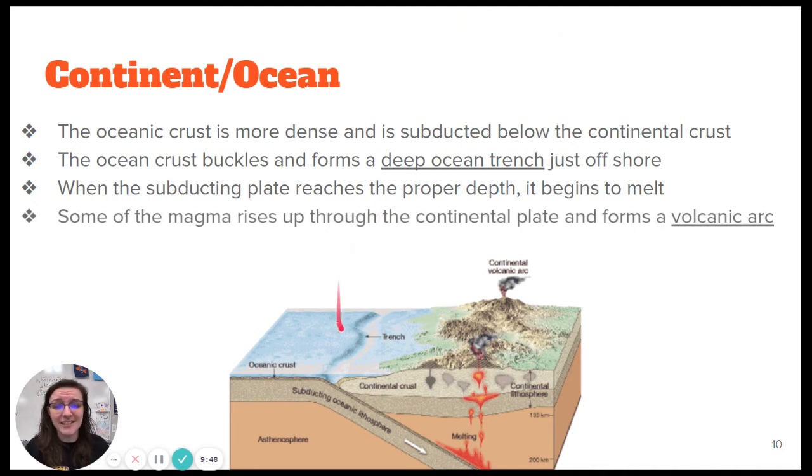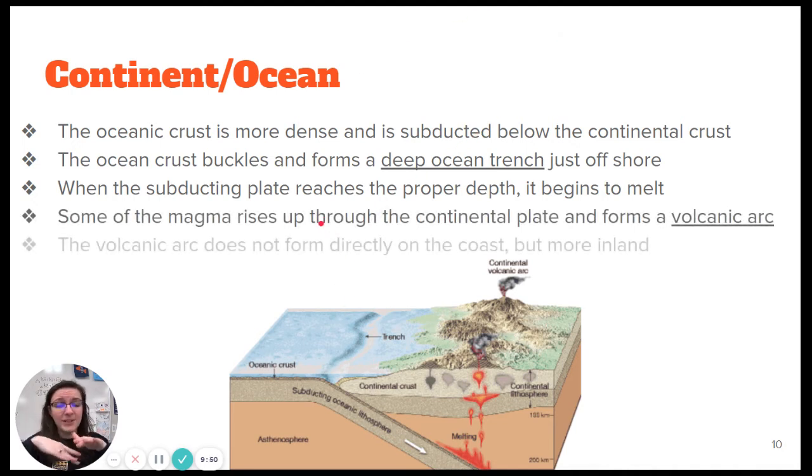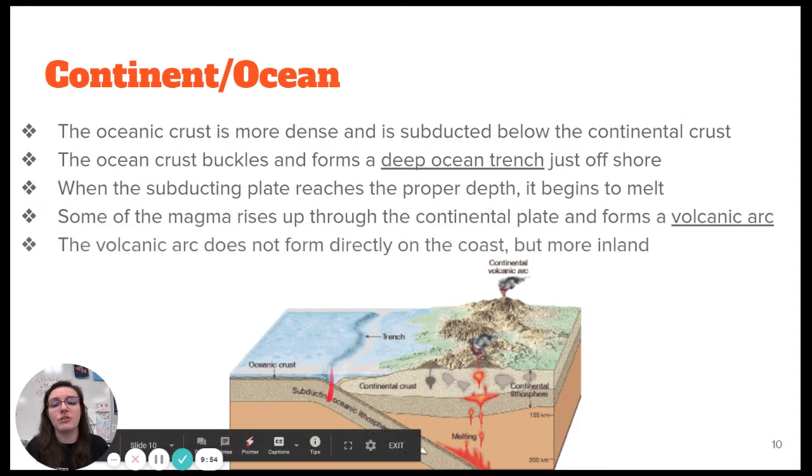As it goes under, as it subducts, it is going to kind of buckle and bend, and forms deep ocean trenches. So all of the deepest ocean trenches, like the Mariana Trench, are forming where a piece of ocean crust is subducting under a piece of continental crust.